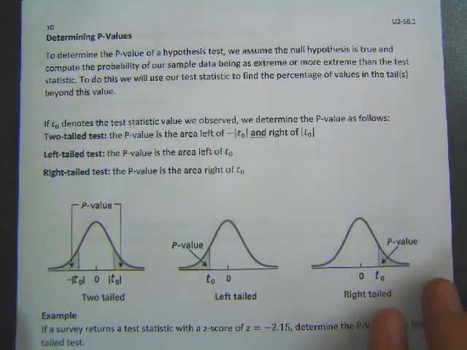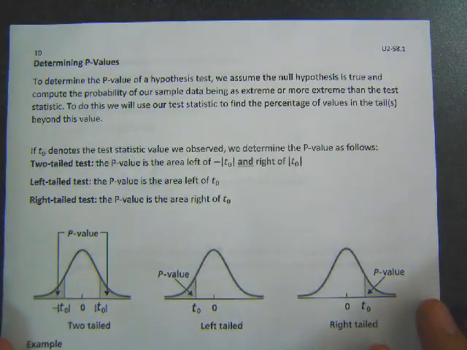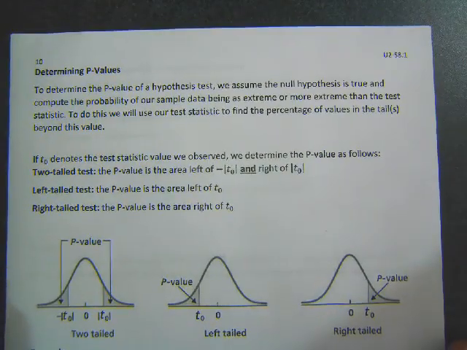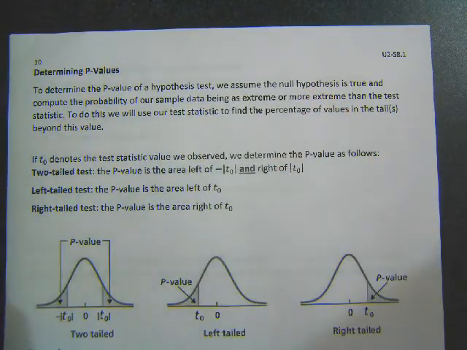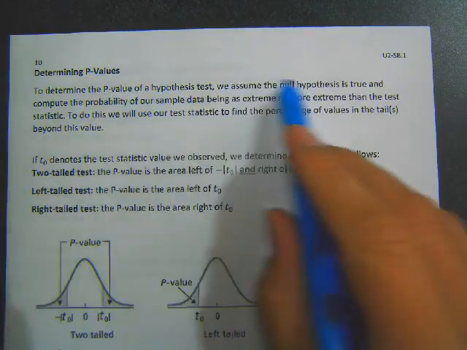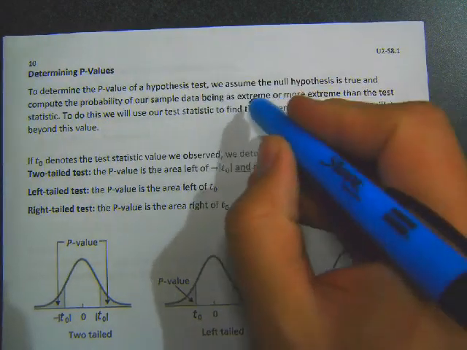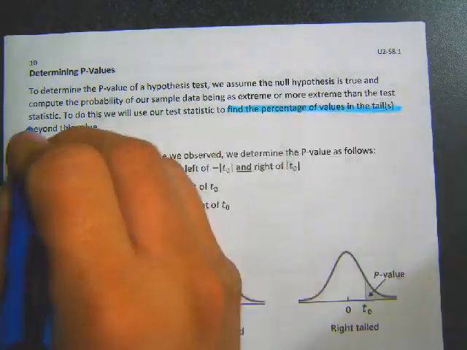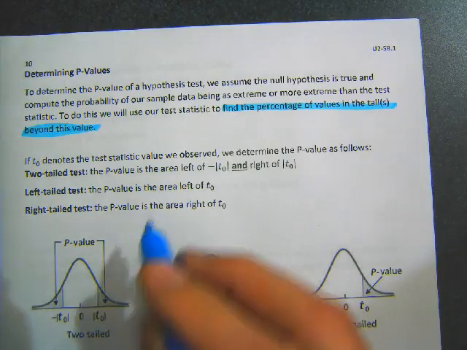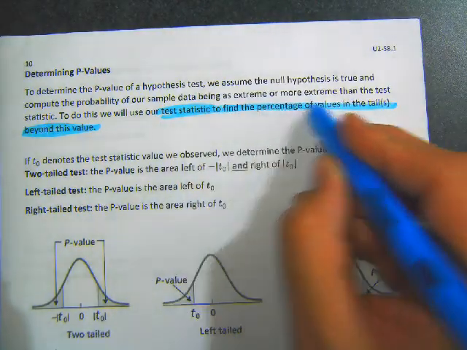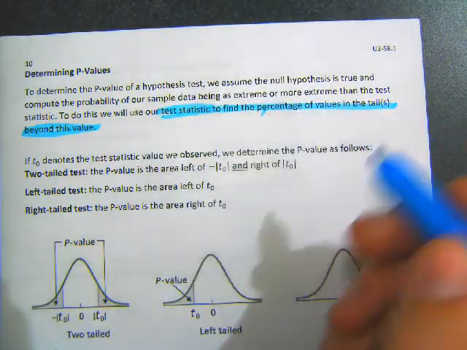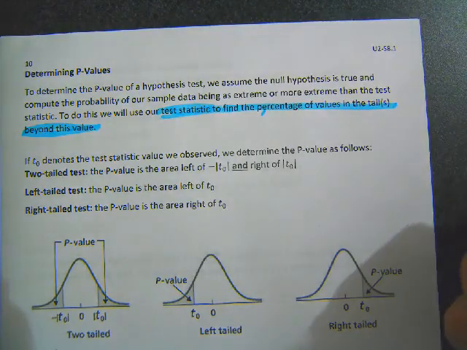Okay, now how do you get those p-values? Let's talk about that a little bit. To find the p-values, we're going to assume the null's true. So we're going to say the null's middle is average. We're going to say it's true. And then we're going to figure out the probability of getting our extreme value. So we're going to look at the probability of that test statistic being as extreme as it is. So we're actually going to find the percentage in the tails beyond the value. Remember, the percentage in your tails is the same thing as your area. It's the same thing as your probability.